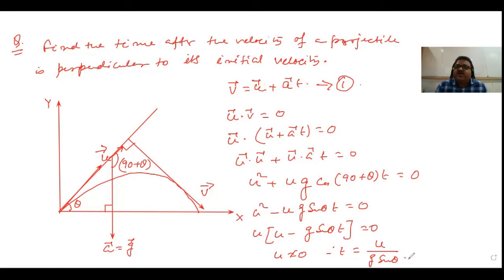But the important concept related to projectile, which I am going to discuss in my next video, is called projectile on an inclined plane. So in order to understand the concept related to projectile on an inclined plane, please watch my next video.